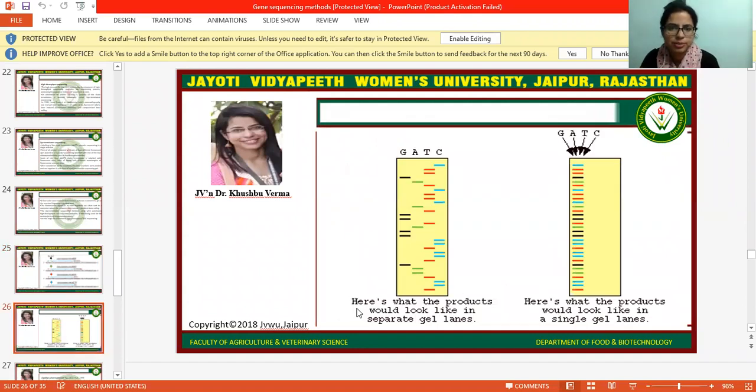In the next slide, you can see what the products would look like in separate gel lanes. This is for G, and this is for A, T and C. Here is what the products would look like in a single gel lane. If you pour the samples into different wells, you will get different colored lanes. But if you load all the samples into a single well, you will get different bands with different colors.